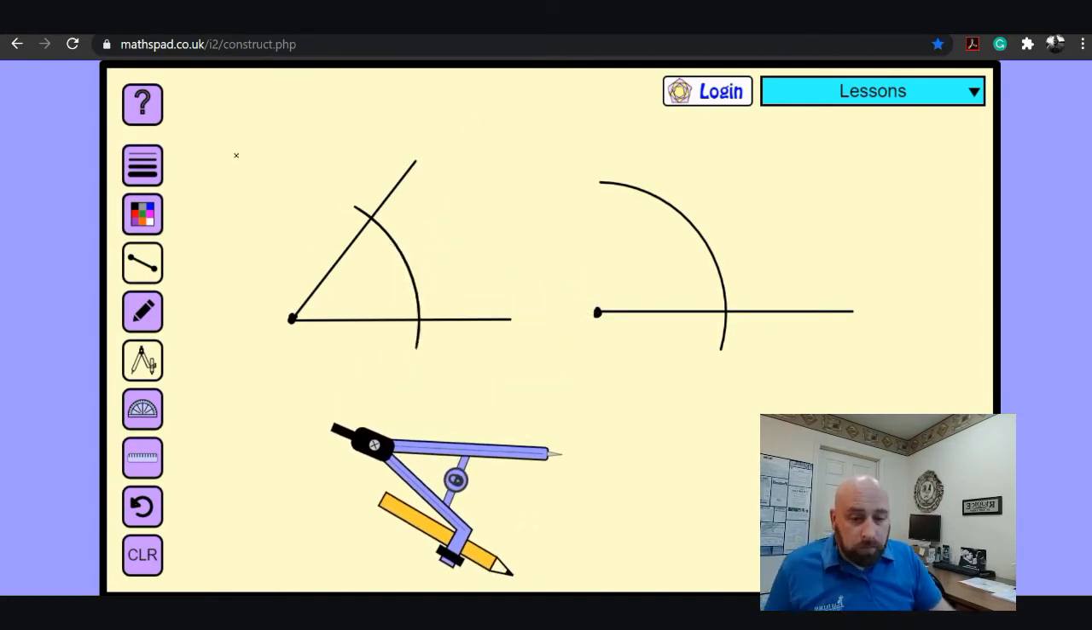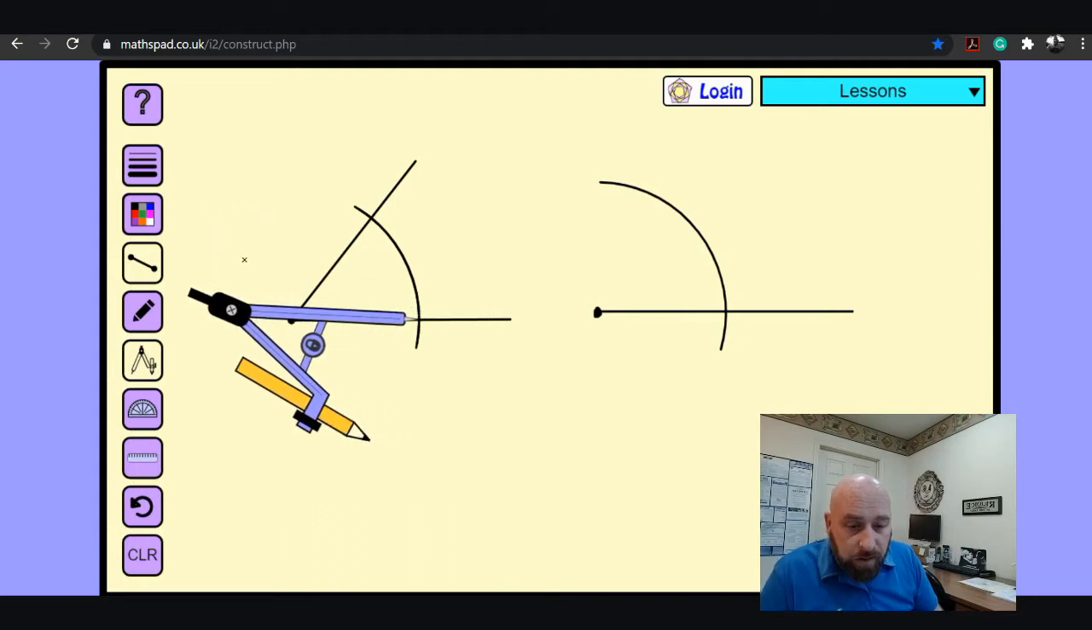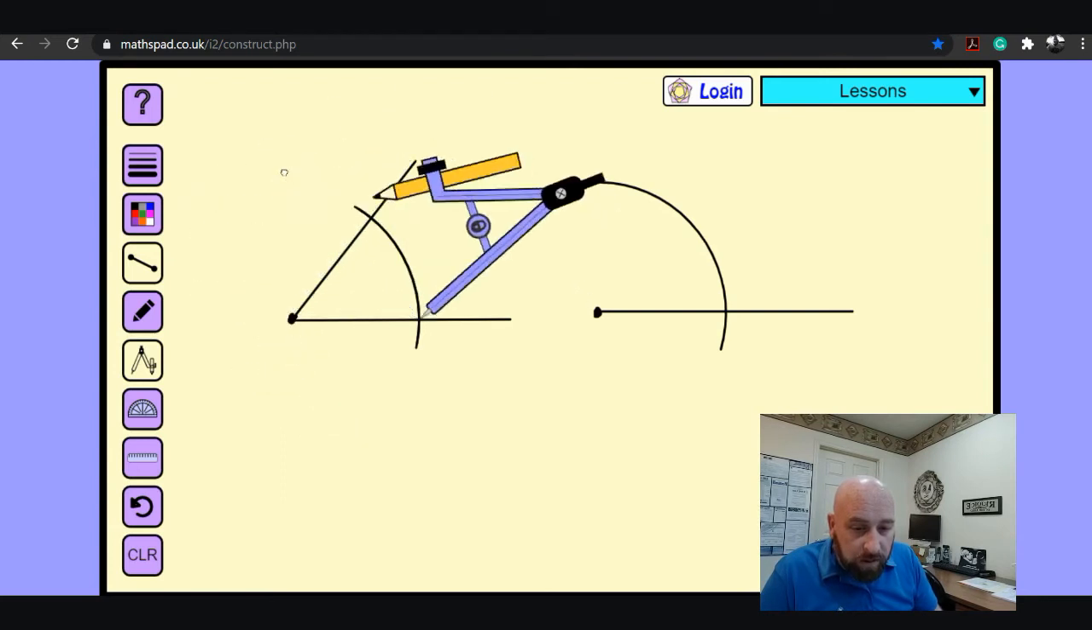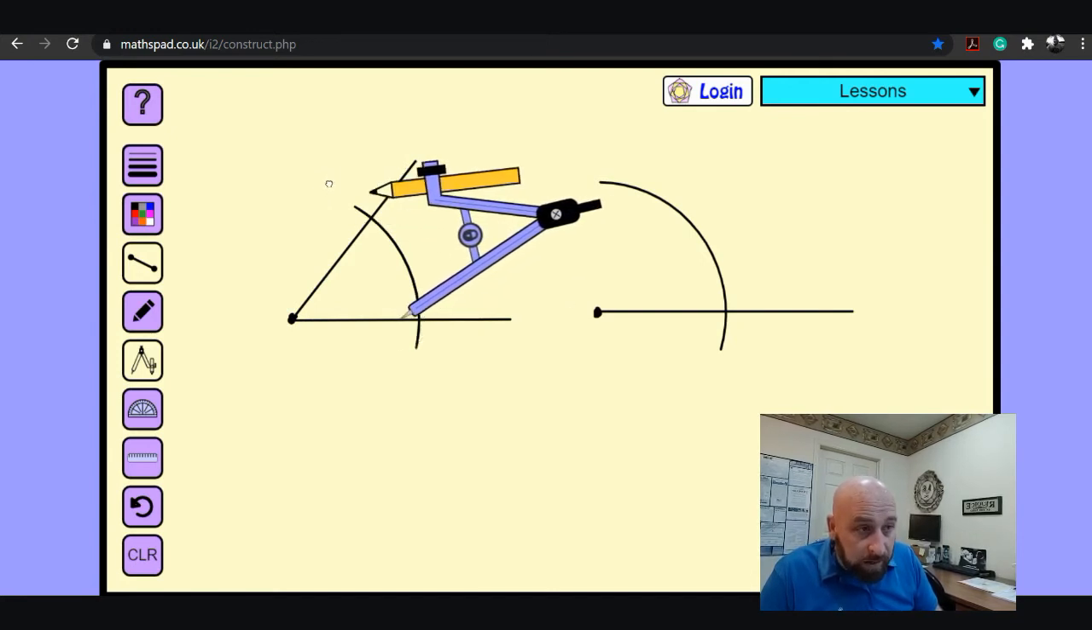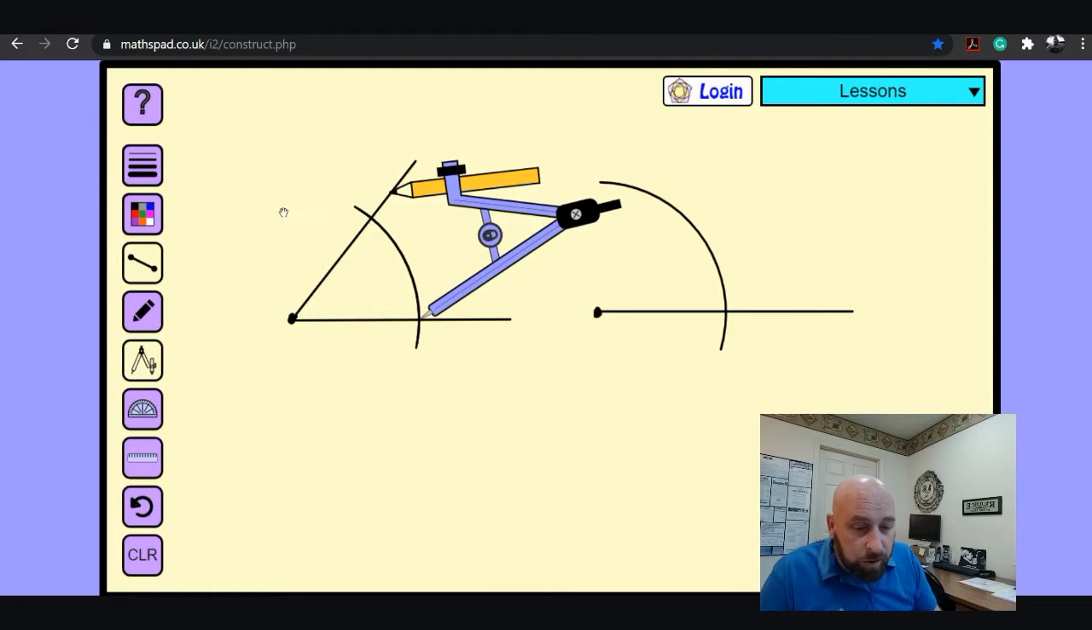So all we did was put our compass anywhere we wanted to on this line and draw an arc. We brought it over here to the other vertex, and we drew an arc again. Now what you want to do, and this is the interesting part of this construction, is you take your point and put it where the arc touched the line on your first angle. So you put your point where the arc and the line touch.